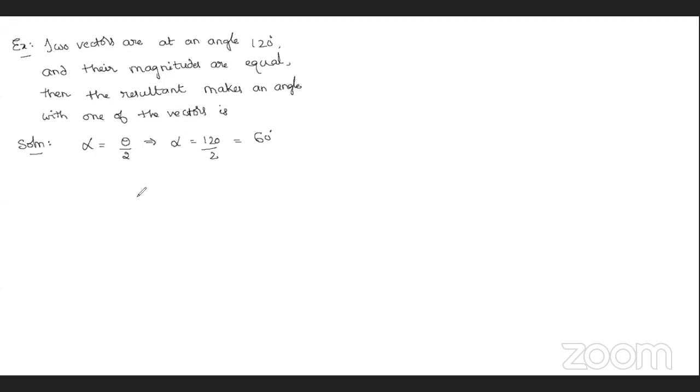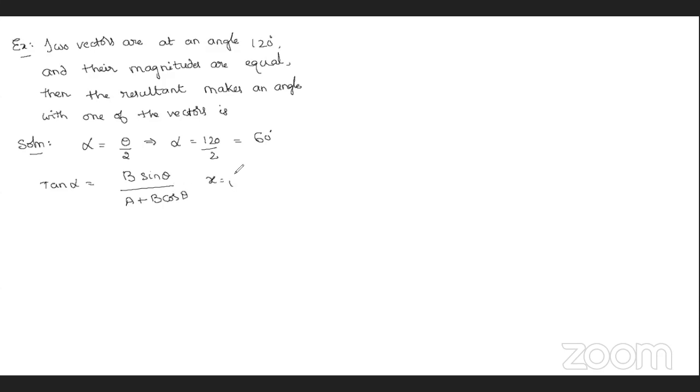In the previous class and today we completed the addition of two vectors: how to find the magnitude and how to find the direction. Once again, try to recollect the formula for direction. Tan alpha is equal to B sin theta by A plus B cos theta. And try to recollect the magnitude.